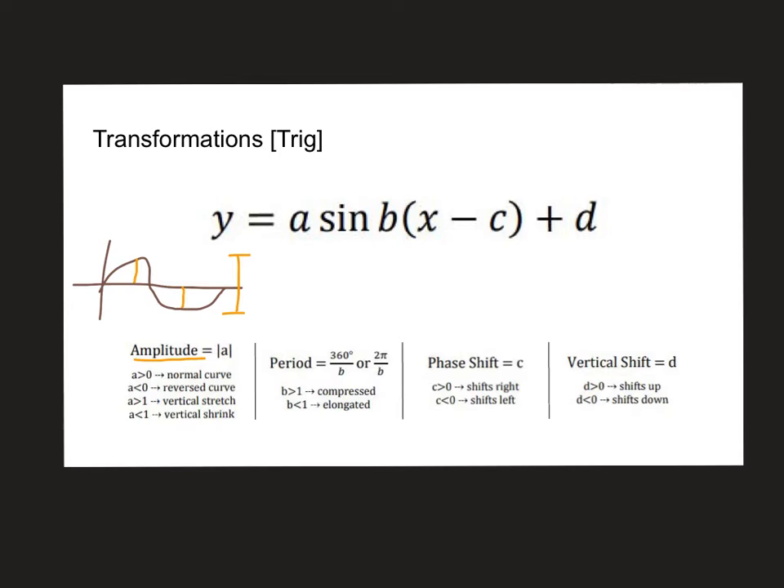Our period is going to be our rotation. How long does it take to go through one rotation? In our parent functions, our period was 2 pi. We'll be talking about those kinds of stretches tomorrow.